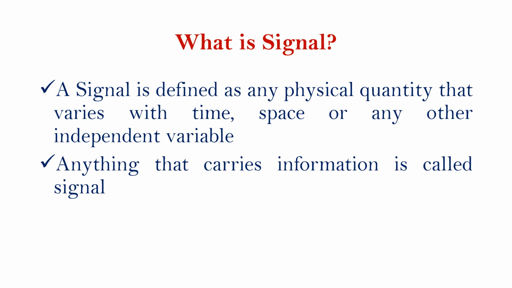Next, I am going to explain what is a signal. A signal is defined as any physical quantity that varies with time, space, or any other independent variable. Anything that carries information is also called a signal.